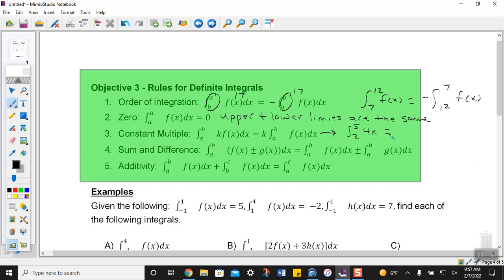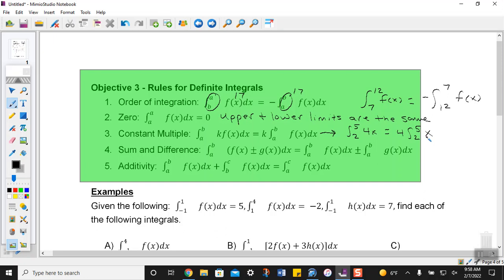If I could factor something out of a function, that's the same as 4 times the integral from 2 to 5 of just the function x. So if you can factor some constant value out of your function, like right here, if I was doing the integral from 0 to 6 of 3x squared plus 9x plus 6, what common factor could I take out of each of these terms? 3. That would be the same as 3 times the integral from 0 to 6 of x squared plus 3x plus 2. Does that make sense? Okay, so I can factor something out.